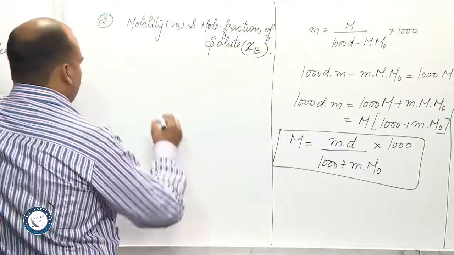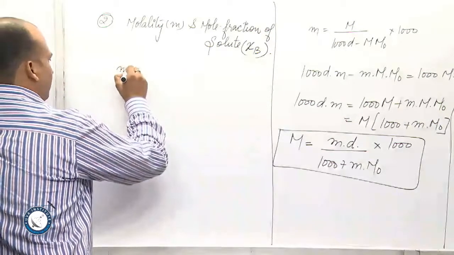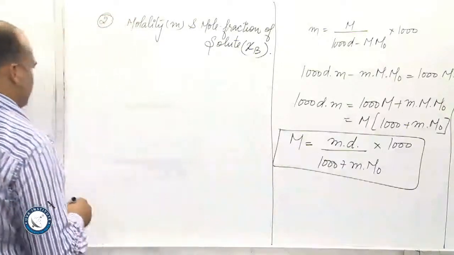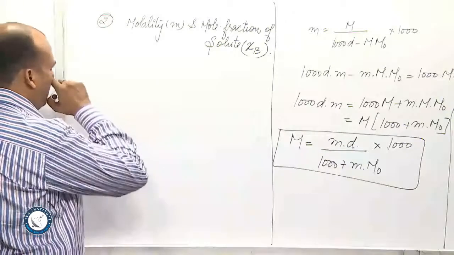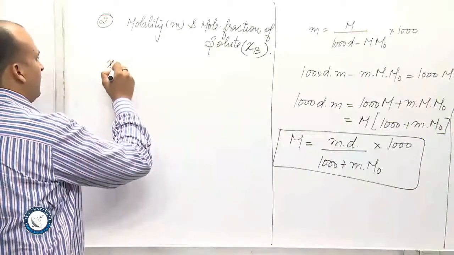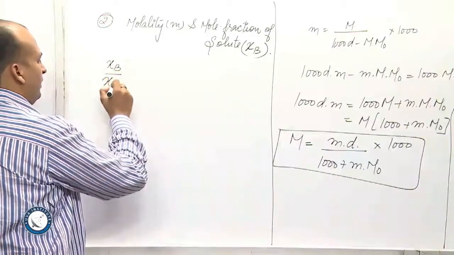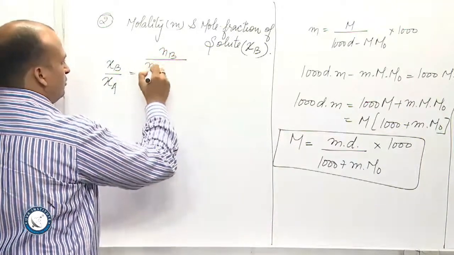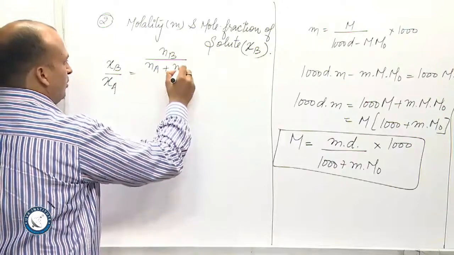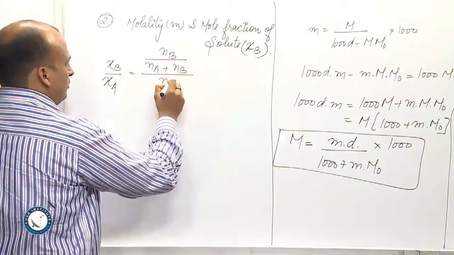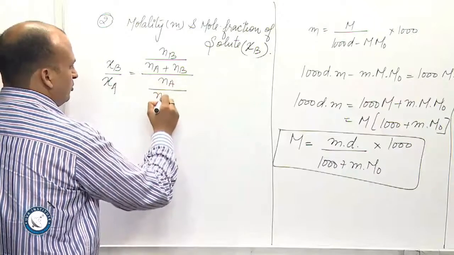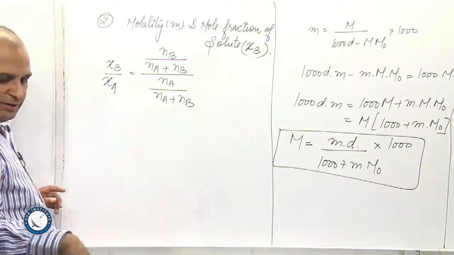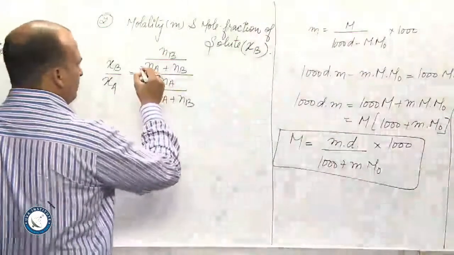See, molality is equal to, or I may do it like this. Chi b upon chi a is equal to number of moles of solute upon total moles, number of moles of solvent upon total moles. Agreed? So what I can do is I can simply cancel this part.